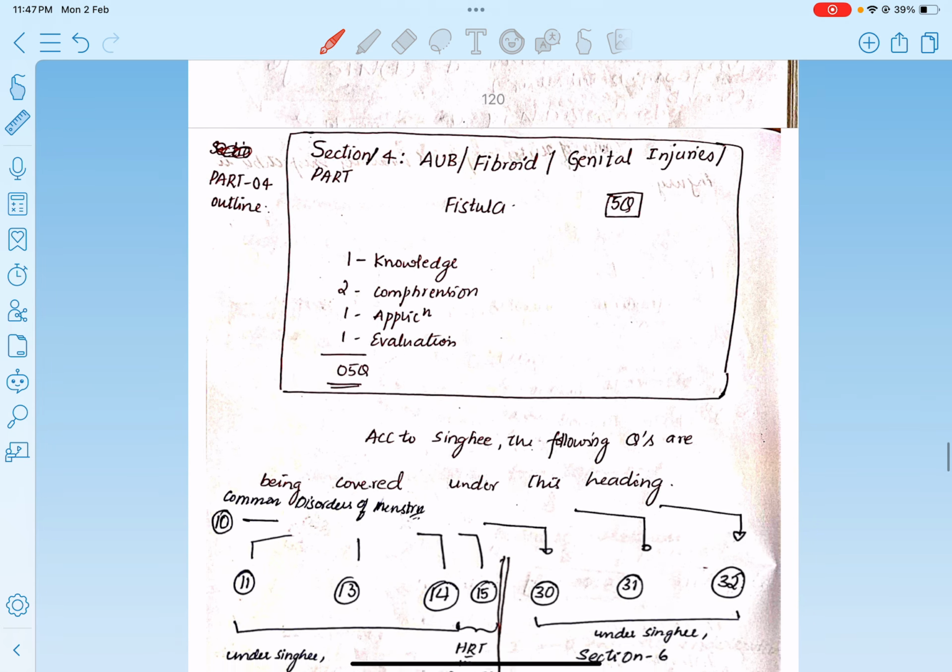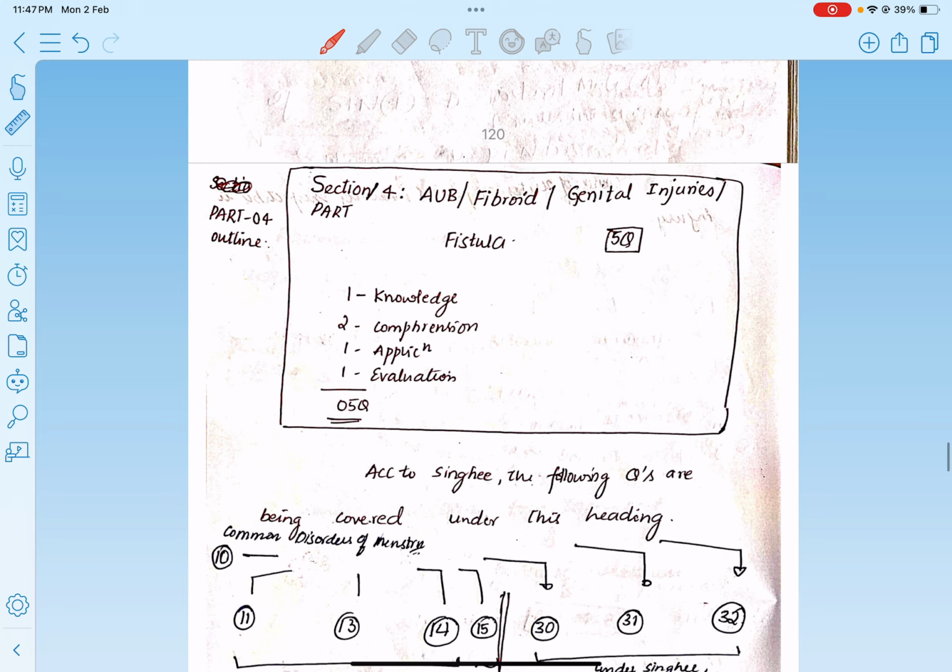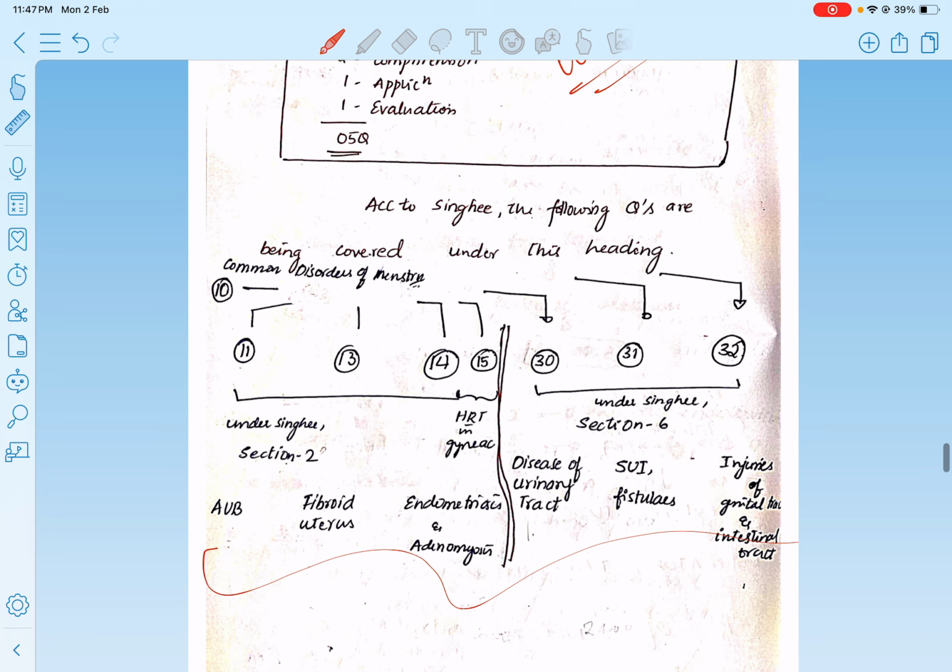Okay. Then the next section, we have already finished 3 sections and we have completed all the major things related to gynecology. So this is something which you have discussed in WATS. So there's nothing for me to explain. So these are the single questions which are there.